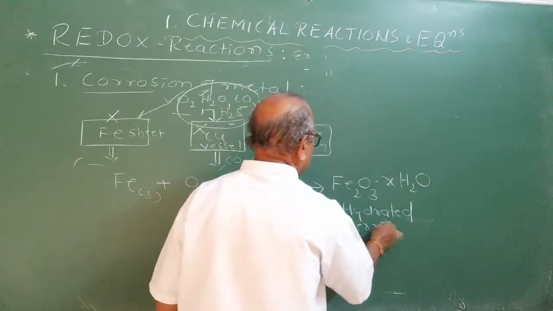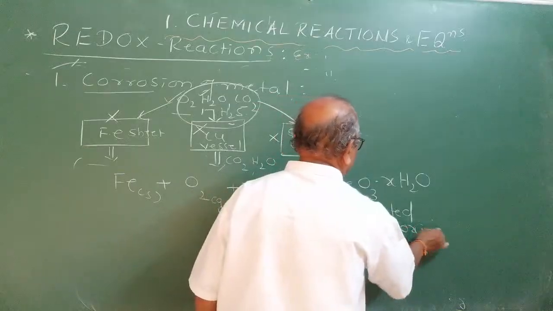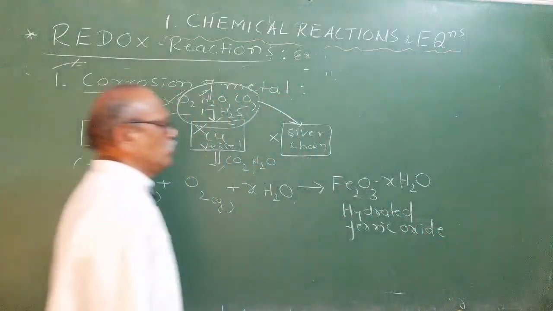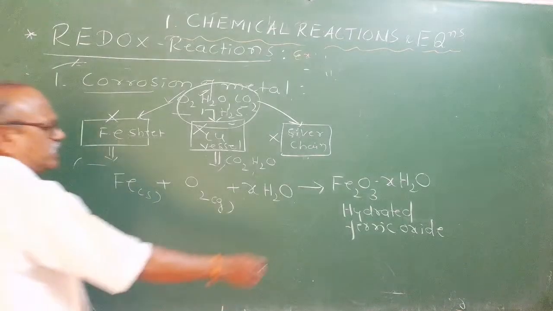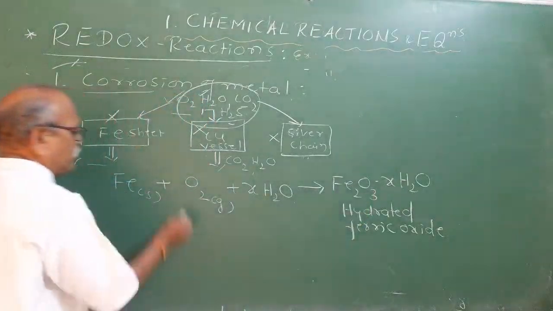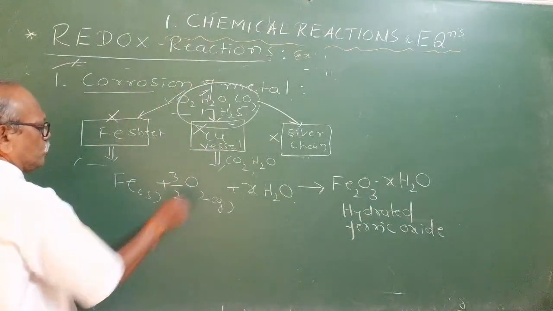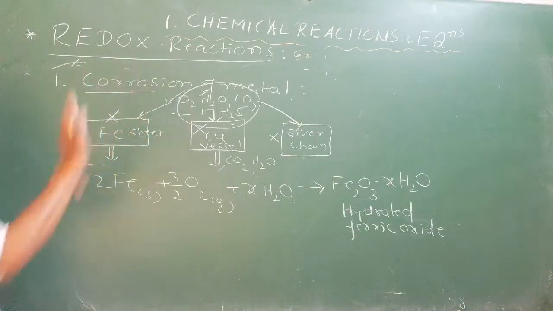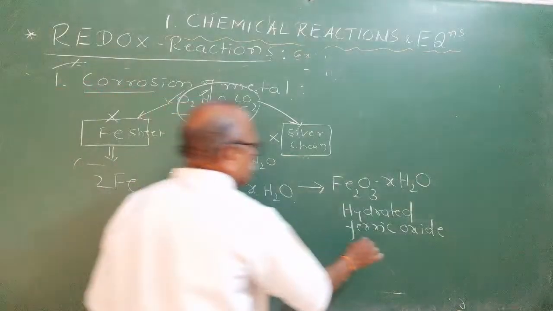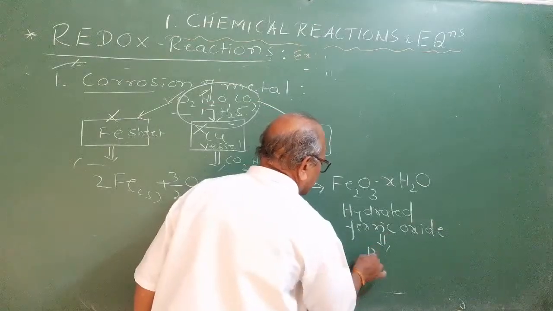Write the name of it, ferric oxide. Write the reaction taking place during corrosion of the iron. You can write this reaction. How many oxygen atoms are required there? 3 oxygen atoms. Let me take 3/2 O2. How many iron atoms are required? 2 iron atoms. And the equation will be balanced. So this is what is called rust.